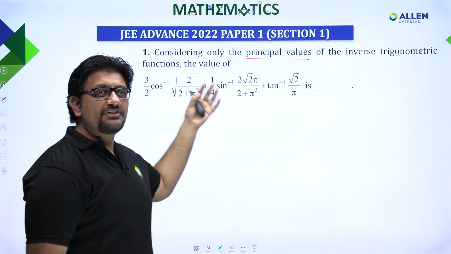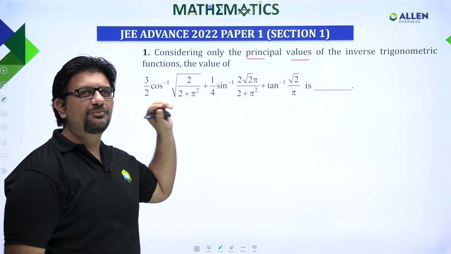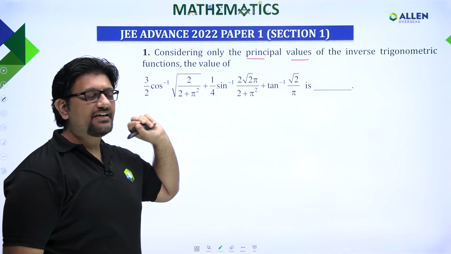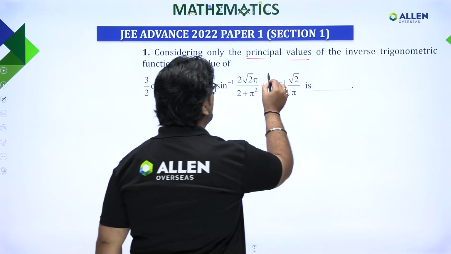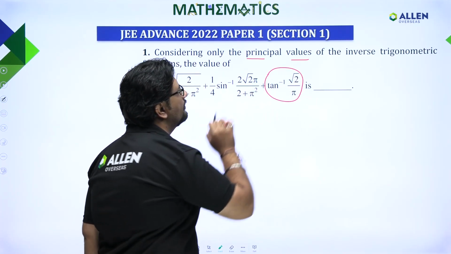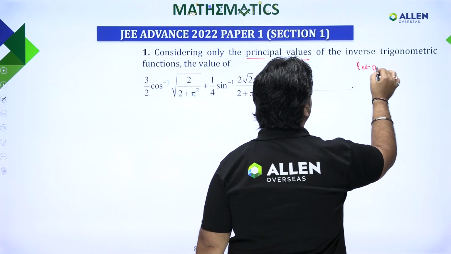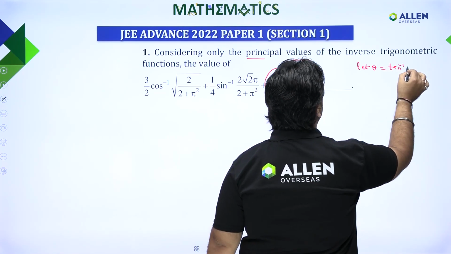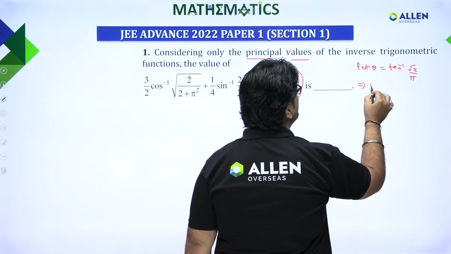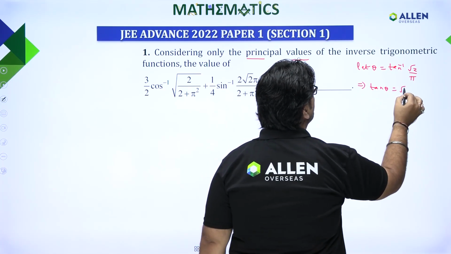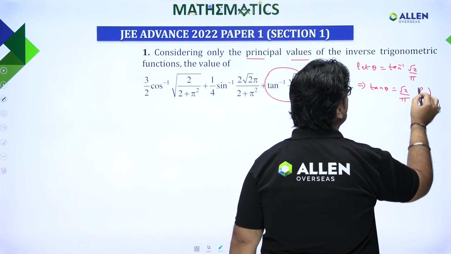Since we know that ITFs are only angles, it is for sure that the answer coming at last would be an angle. So I am picking the very elementary element of this question, which is tan inverse root 2 upon pi. I am assuming theta as tan inverse of root 2 upon pi. So from here I will say that tan theta equals root 2 upon pi, which is perpendicular upon base.